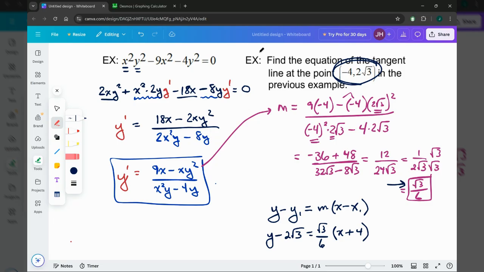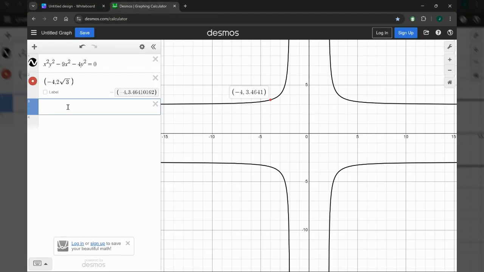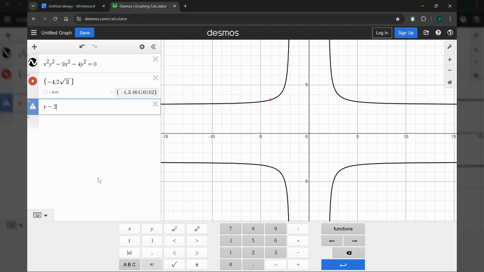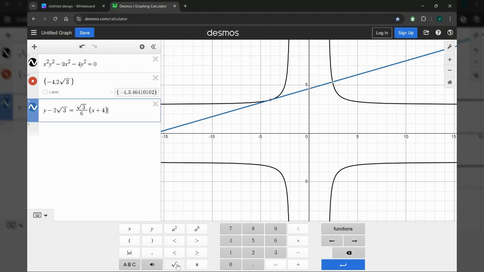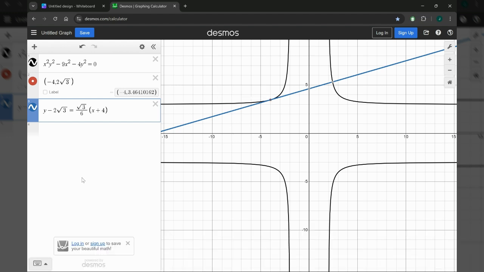Now, what's great about Desmos, not only can I draw a graph that's not a function, I can plot the point and I can plug in y minus 2 radical 3. And this is going to be equal to, my slope was radical 3 divided by 6, multiplied by x plus 4. And if you look at that, that is definitely the equation of the tangent line at that point. Tangent lines touch the curve at that spot at one point.